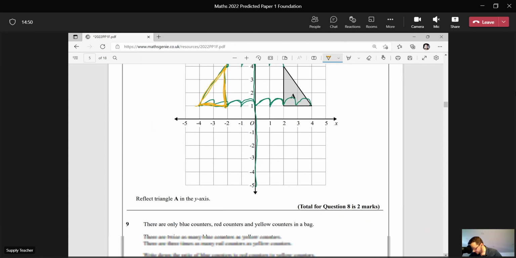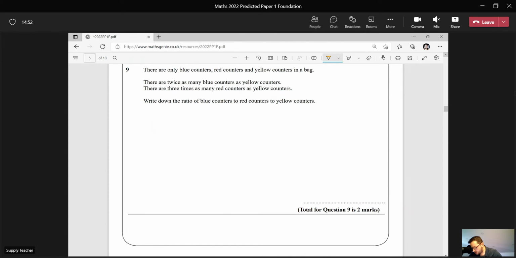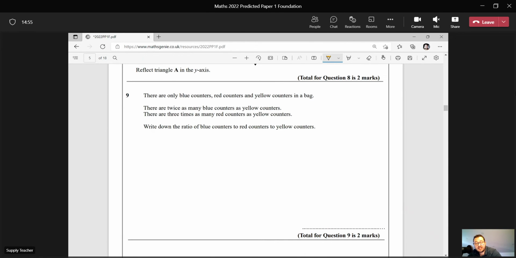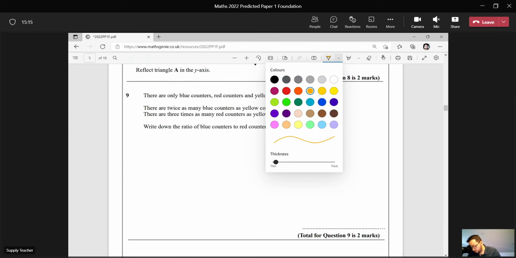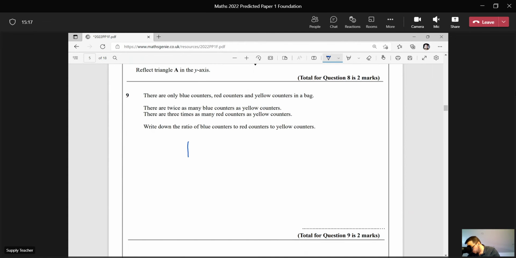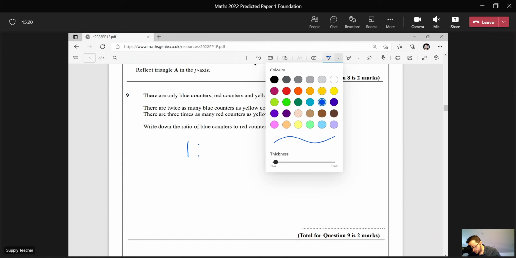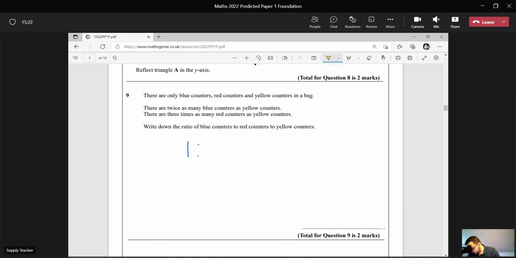Alright. Number 9, so there are only blue counters, red counters and yellow counters in a bag. There are twice as many blue counters as yellow counters, and there are 3 times as many red counters as yellow counters. Right, okay. We'll write down the ratio of the blue counters to the red counters to the yellow counters. Alright, so it says there are twice as many blue than yellow.